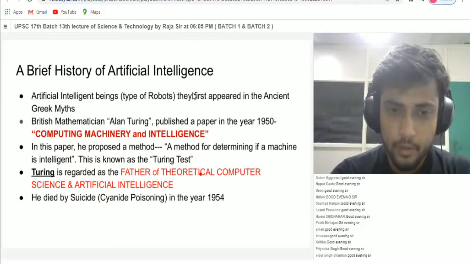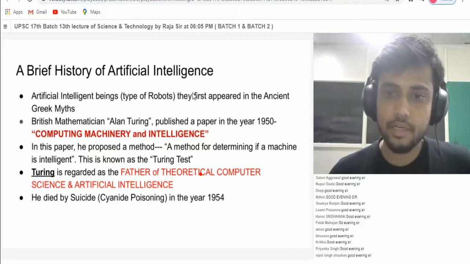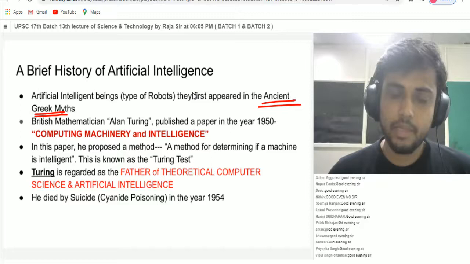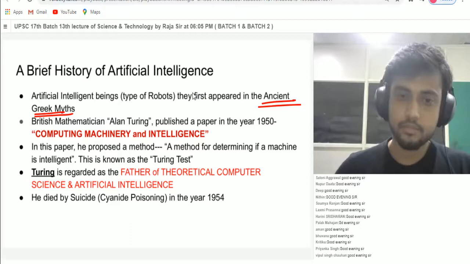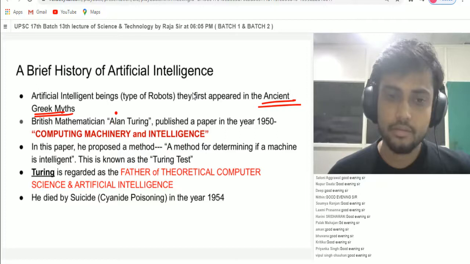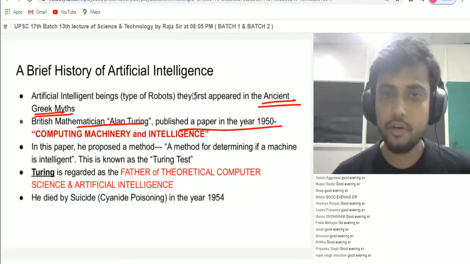तो कल हमने बात की थी कि आर्टिफिशियल इंटेलिजेंट बीइंग्स were first discussed in the ancient Greek literature. In the ancient Greek myths, the artificially intelligent beings were discussed, some kind of robots. Then Alan Turing, a very great mathematician, a very bright personality, published a paper in the year 1950, Computing Machinery and Intelligence.